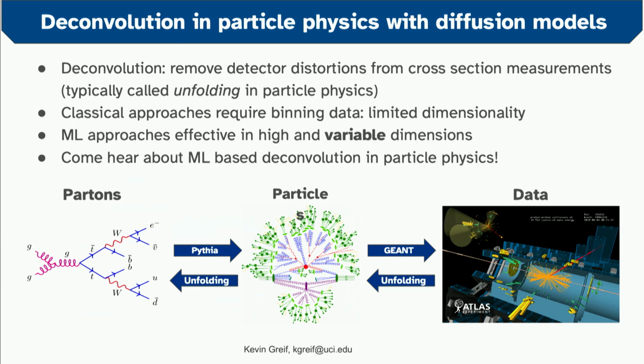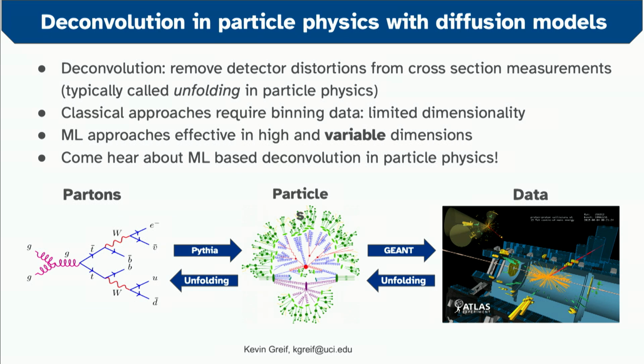There are many classical solutions to this problem called unfolding, but they all suffer from the same problem, which is that they have limited dimensionality because of the requirement to bin data. So recently there's been a lot of work in applying machine learning to this problem, which allows you to unfold in high and variable dimensions.